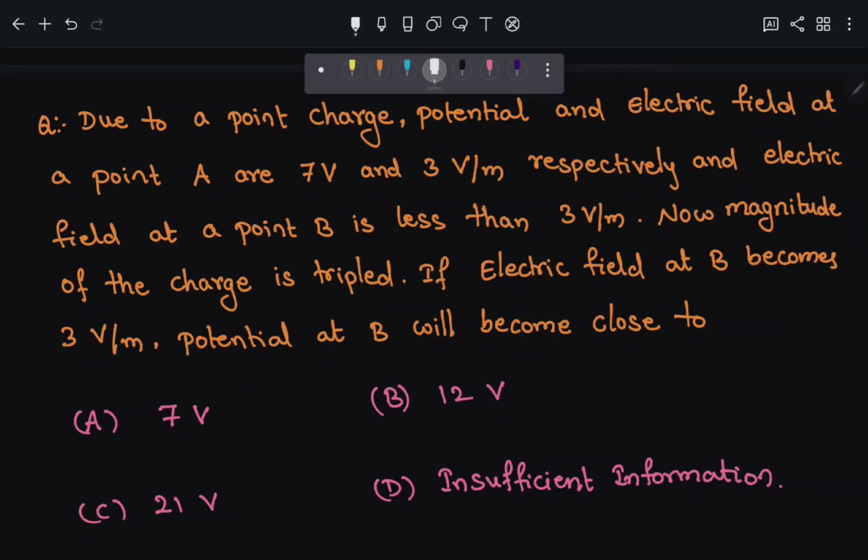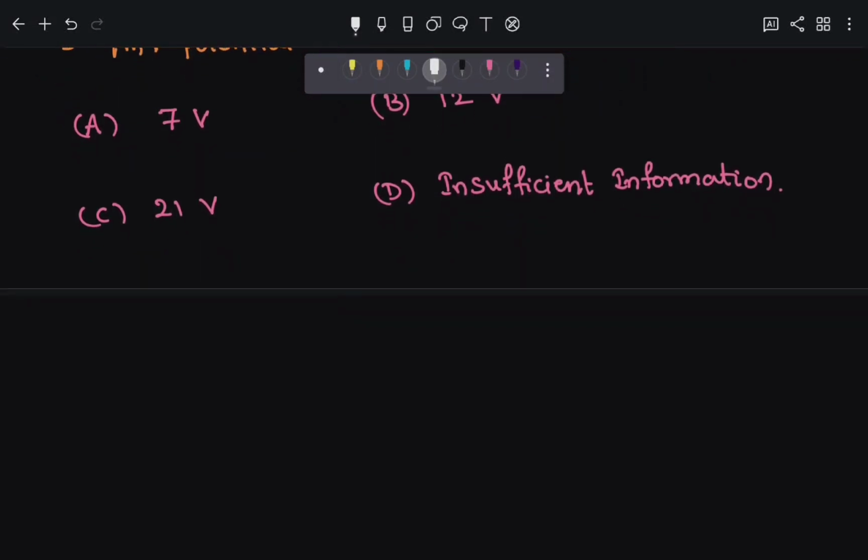Before going to the solution, we need to understand here. Due to one particular point charge, they have given the potential and field at a particular point, and at another point they mentioned the condition for the field. They didn't give the exact value of the electric field in the initial condition. But in the later condition, when the charge is tripled, they mentioned at point B what the electric field is going to be, and now they are asking you what the potential is going to be at that point. Let us try to solve this.